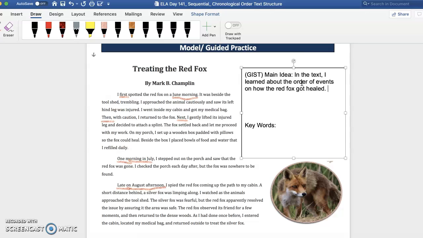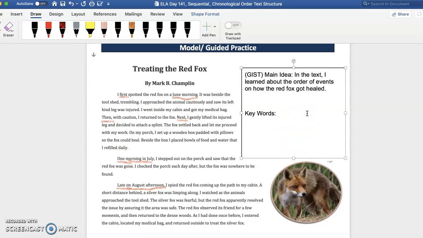That's fine. Okay. All right, so we know that the main idea of this text is basically to tell us, the reader, that we're learning about the order of events on how the fox got healed, right? Because it started on the fox being noticed first, and then all the way down to the red fox being able to get a friend to get healed as well.